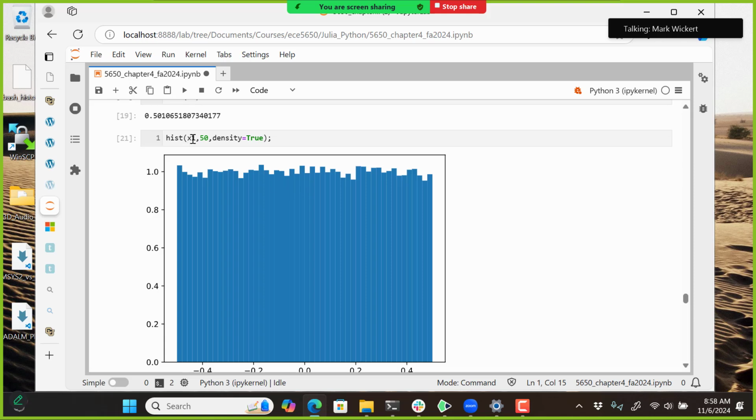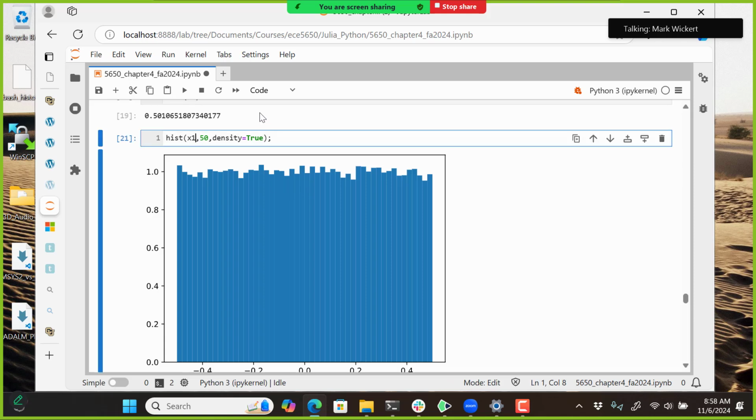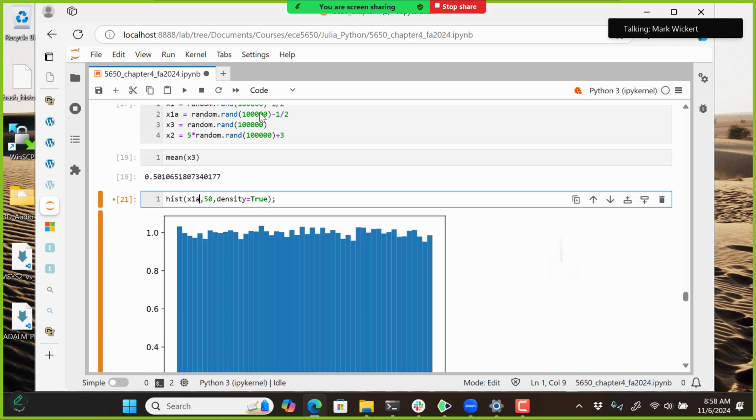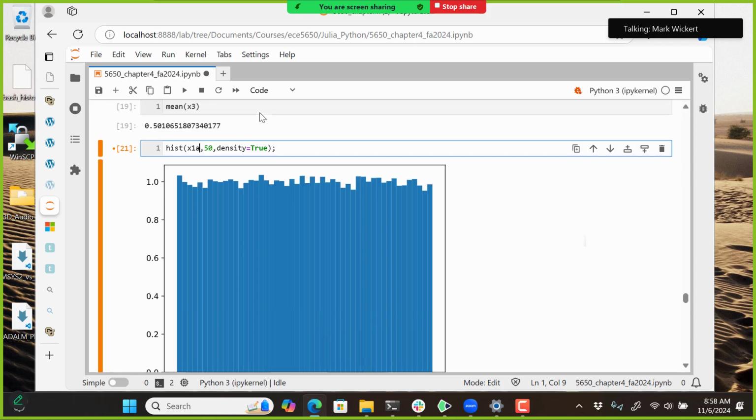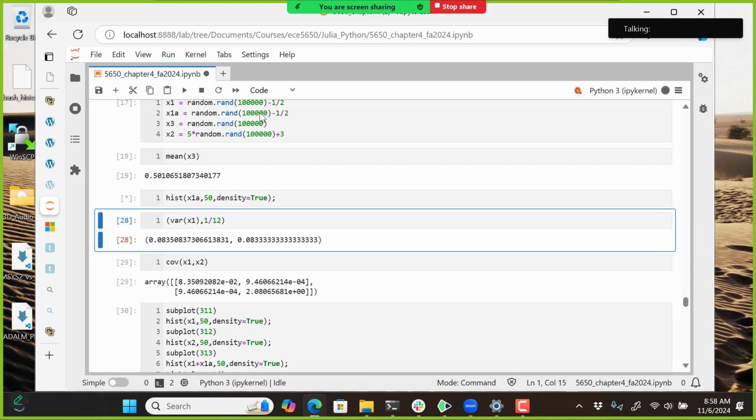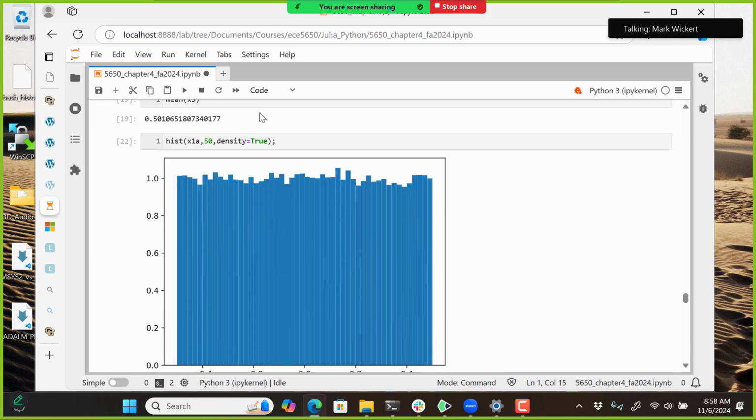And if I put in X1A, which here was just another synthesis of 100,000 samples, I should have the same thing, and it's uniform.